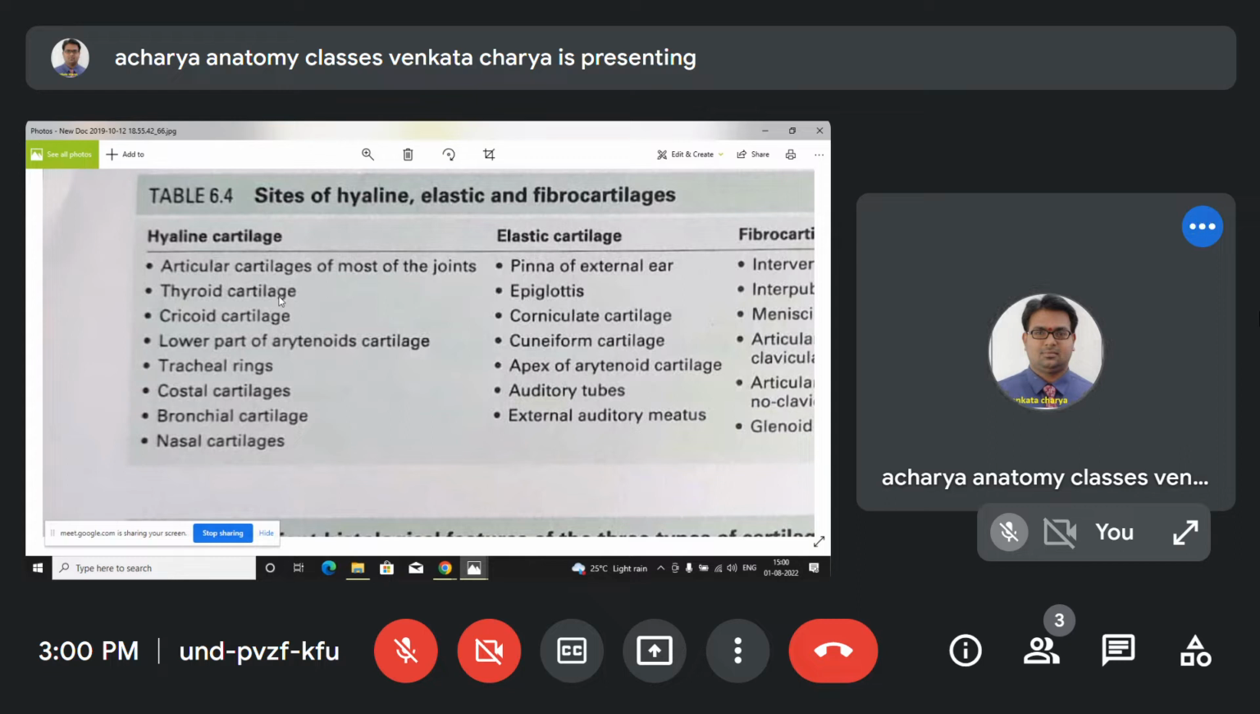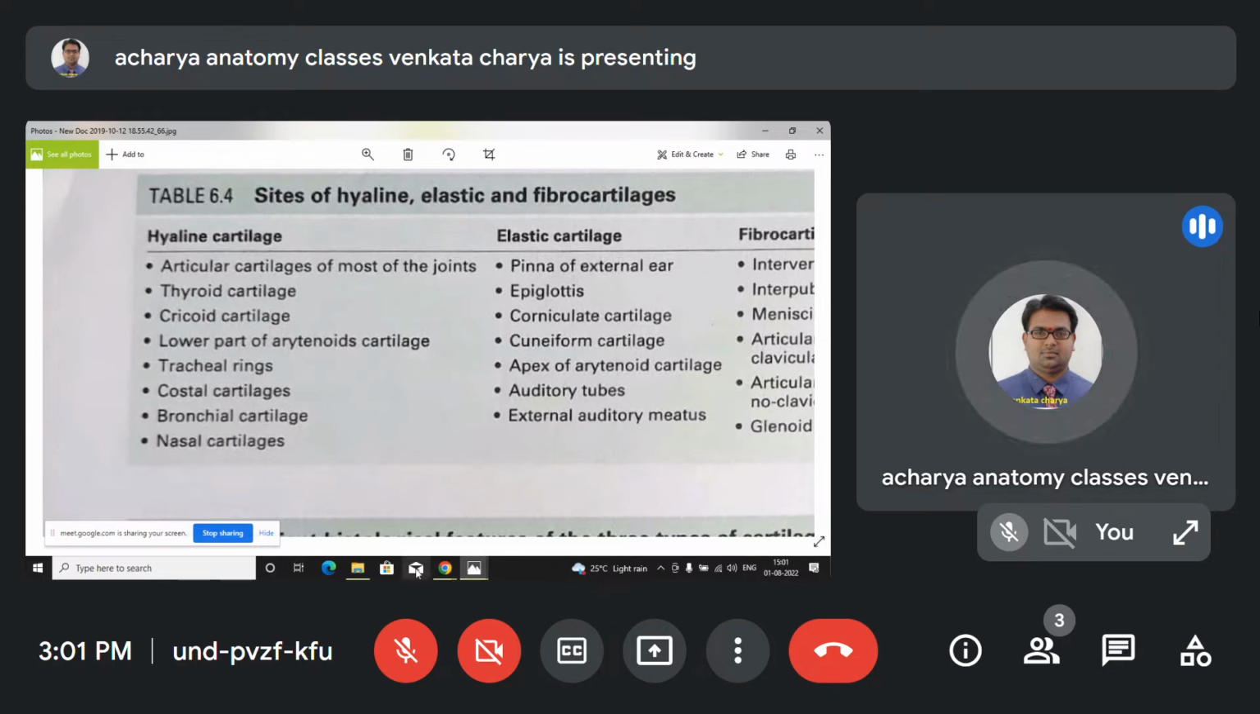Tracheal rings. Costal cartilages. And bronchial cartilages. And nasal cartilage. Let us see all the cartilages once.